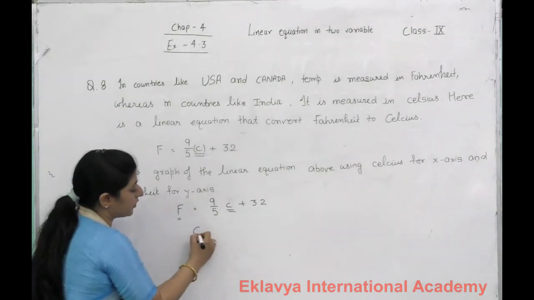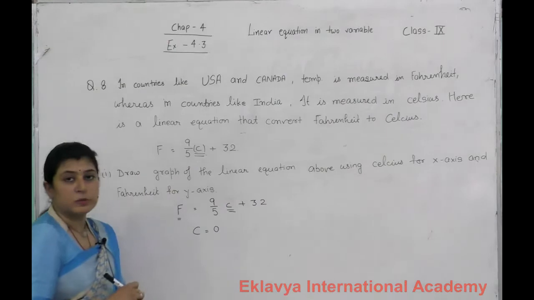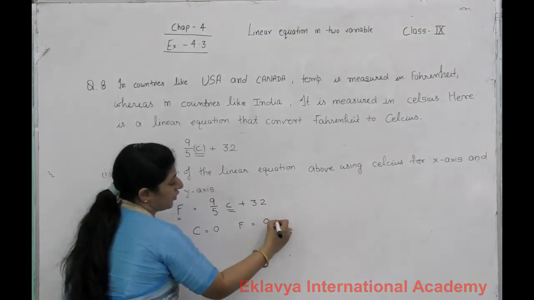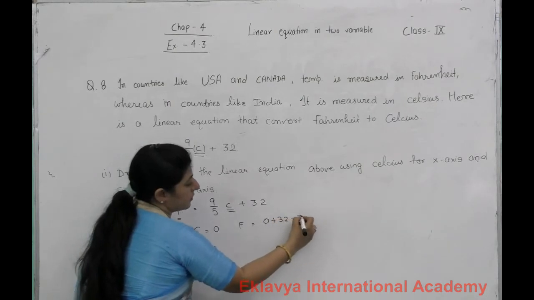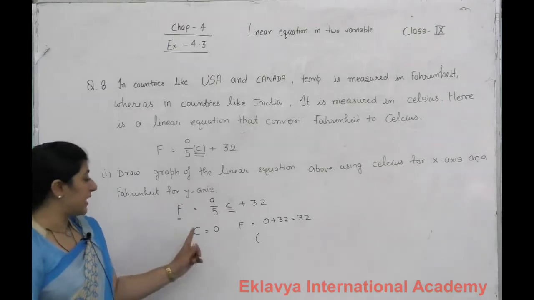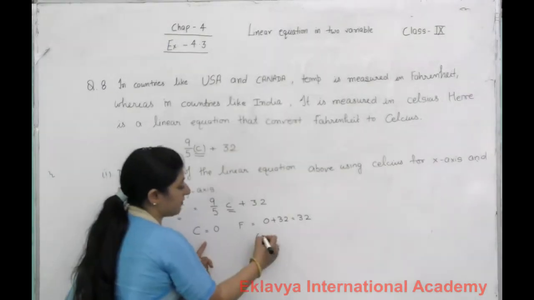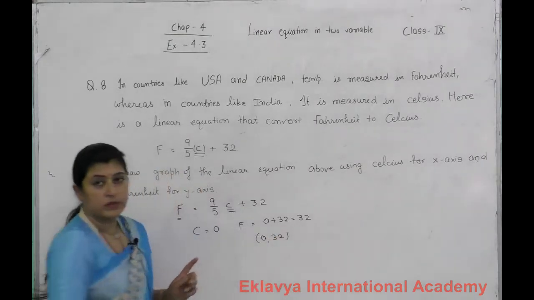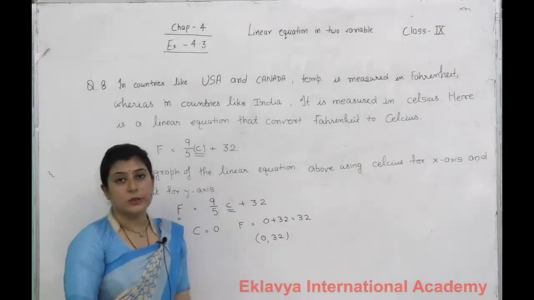C is equal to 0, or you can say x is equal to 0. Then what is the value of F? That is 0 plus 32, which is equal to 32. It means the solution is, C representing on the x-axis, firstly comes the C value, then the F value: 0, 32.